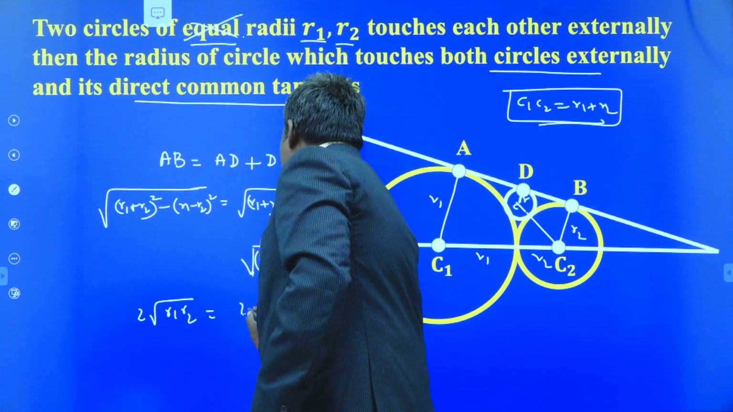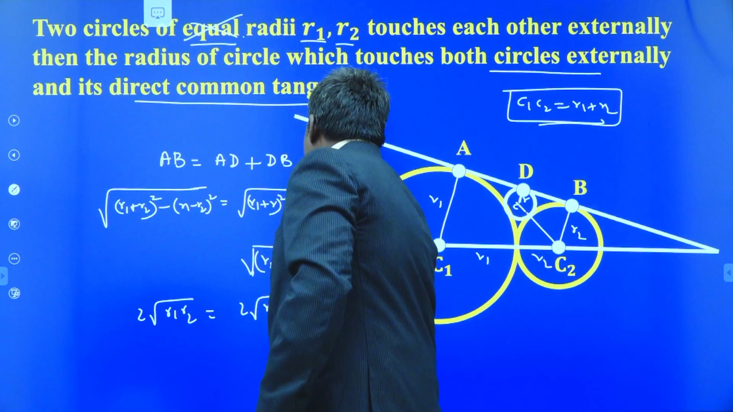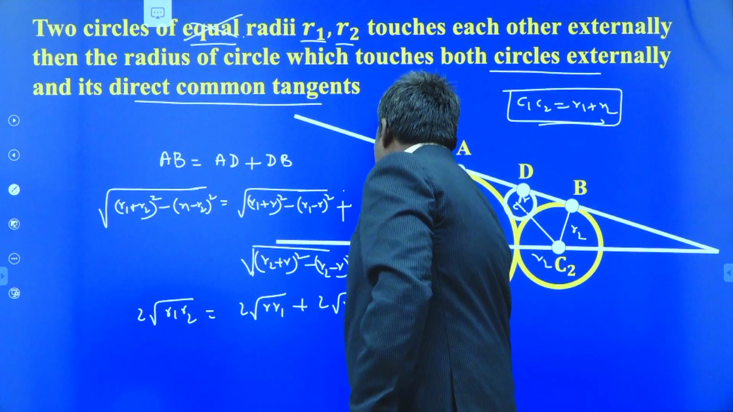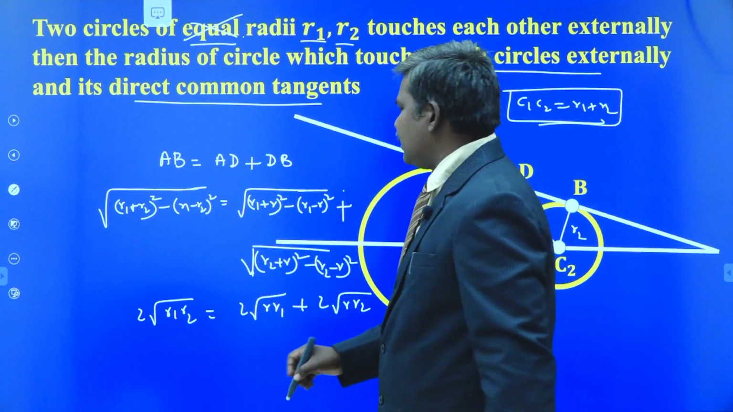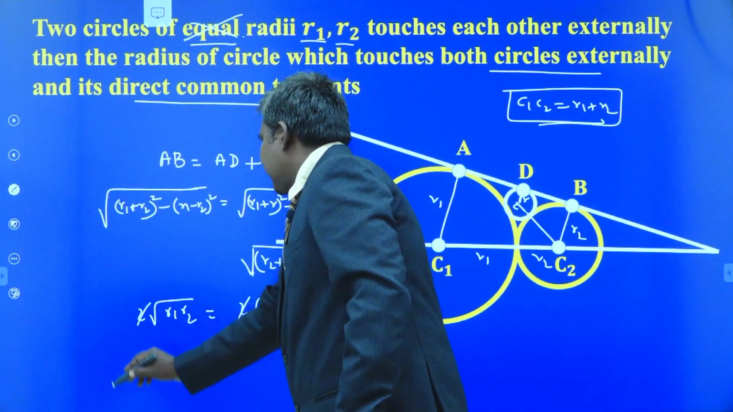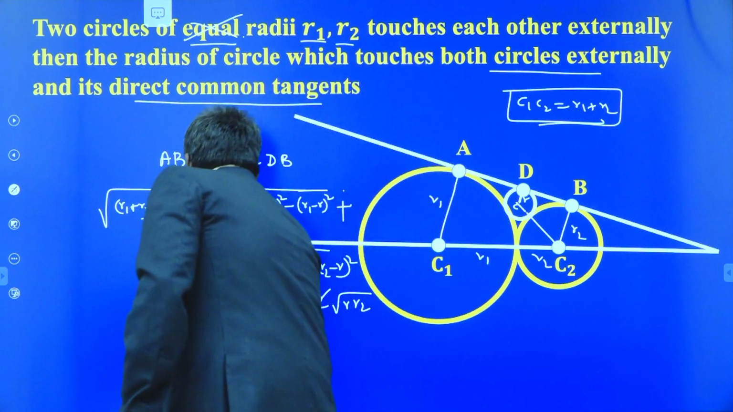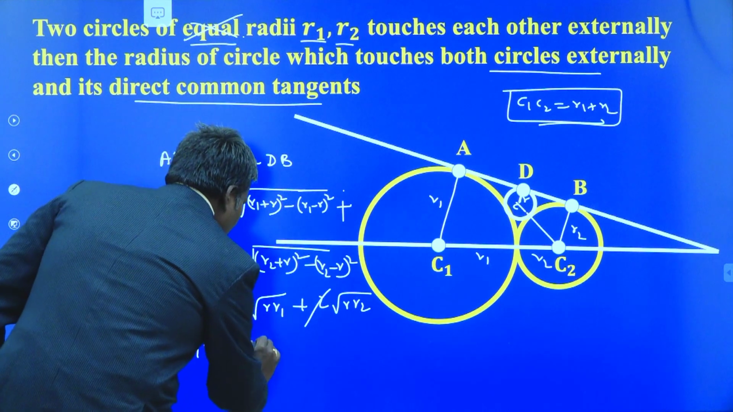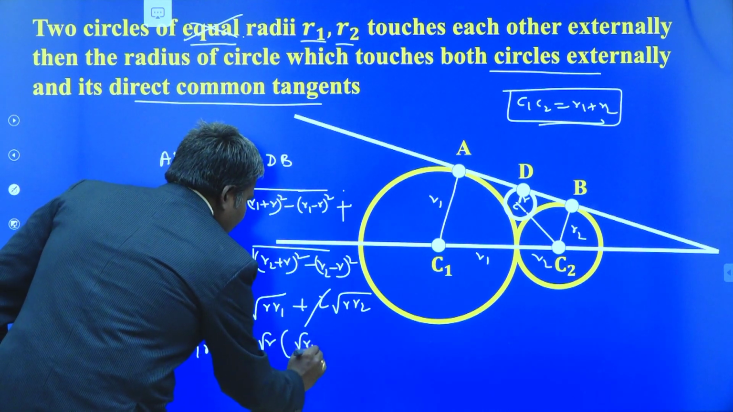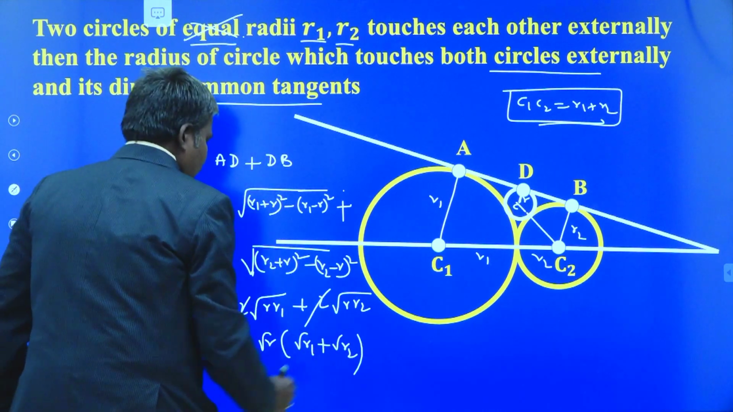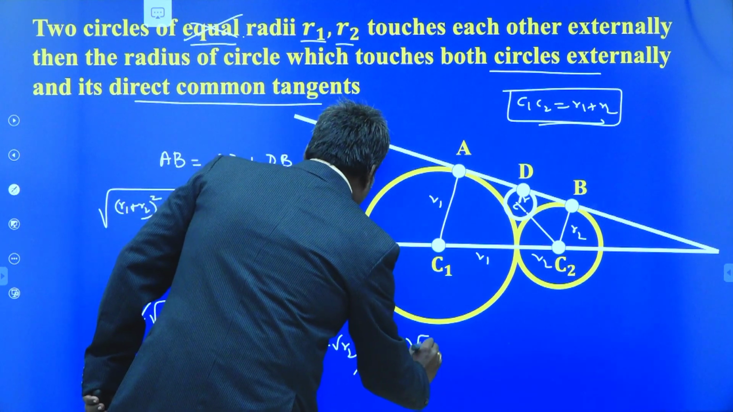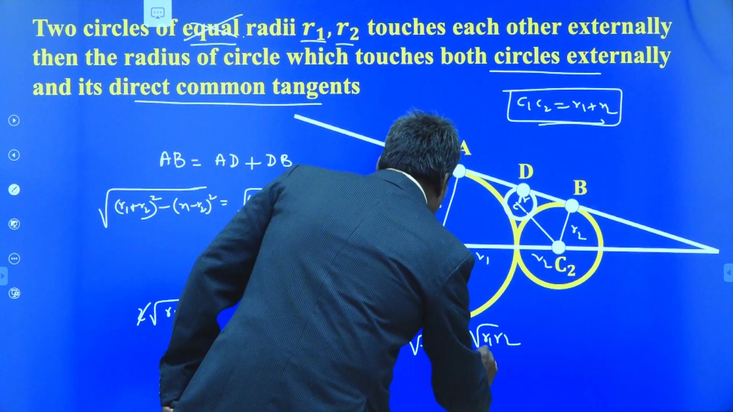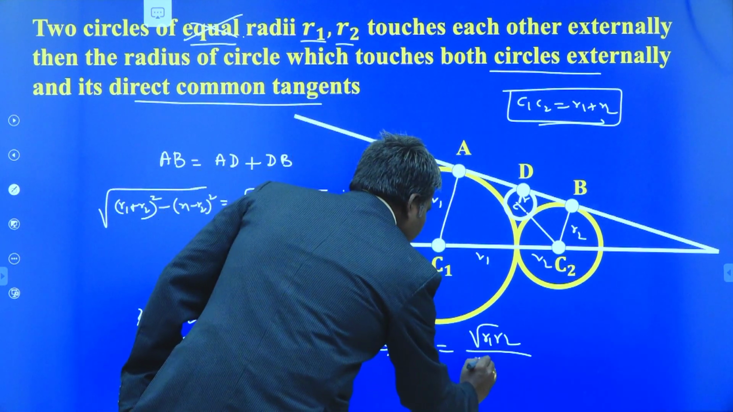2 root RR1 plus 2 root RR2. Am I correct or not? 4AB, 4 comes outside, that becomes 2. 2, 2 cancel out. From this one, root R1R2 is equal to root R times (root R1 plus root R2). This implies root of R is equal to root R1R2 divided by (root R1 plus root R2).